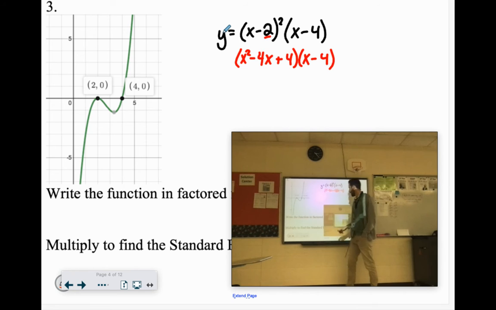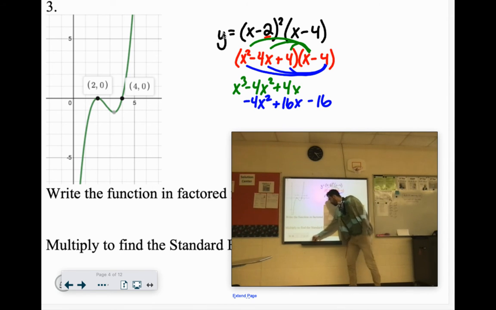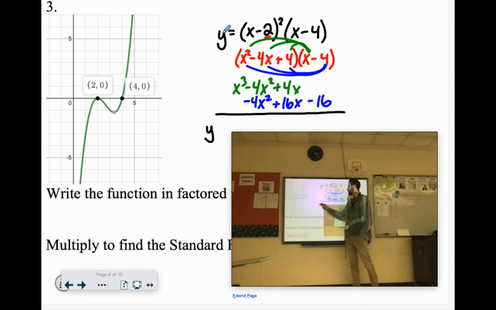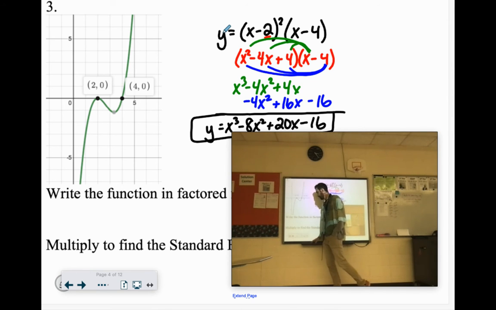Now we need to multiply this with the x minus 4. Hit them with an x: x to the third minus 4x to the second plus 4x. Hit them with the negative 4: negative 4x squared, positive 16x, and negative 16. We're ready for a final cleaned up answer. Y equals x cubed minus 8x squared plus 20x minus 16. So in theory, it would cross the y-axis at negative 16. Our graph doesn't show that far down on ours.